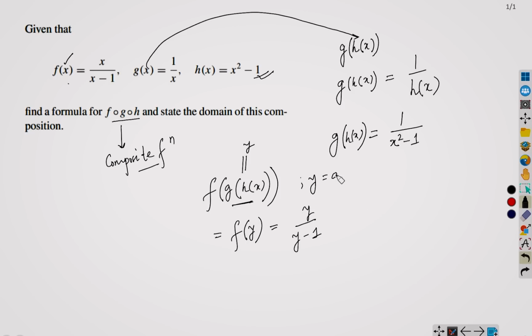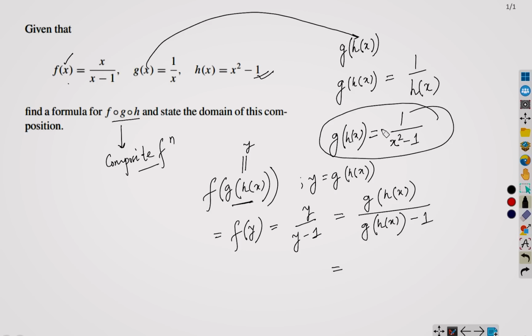Now what we assume as y? Our y equals g of h(x). Therefore substituting the value of y, we obtain g of h(x) over g of h(x) minus 1. Now our g of h(x), it is from here. So it's simple, just substituting the value once again here. We have g of h(x) equal 1 by x square minus 1.